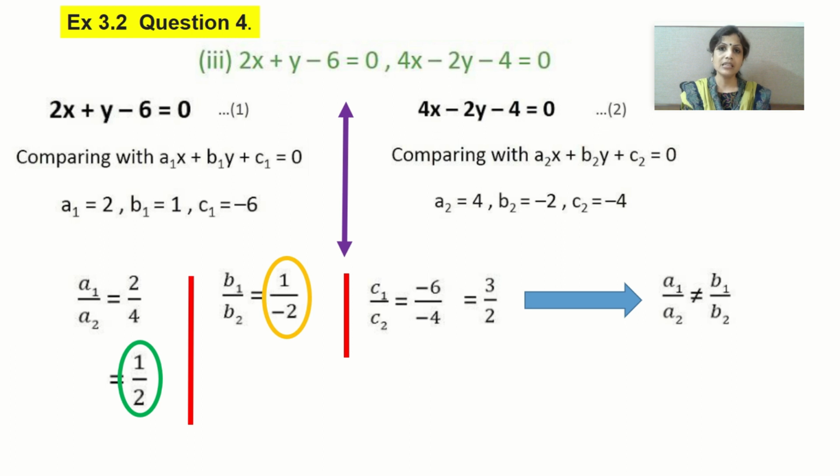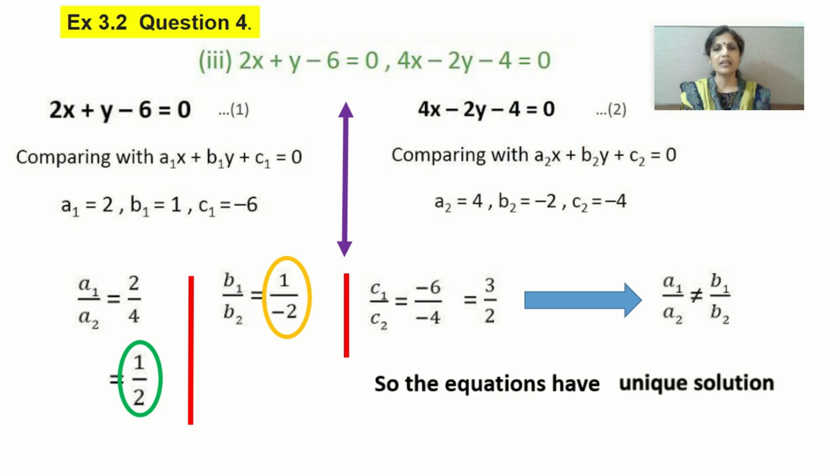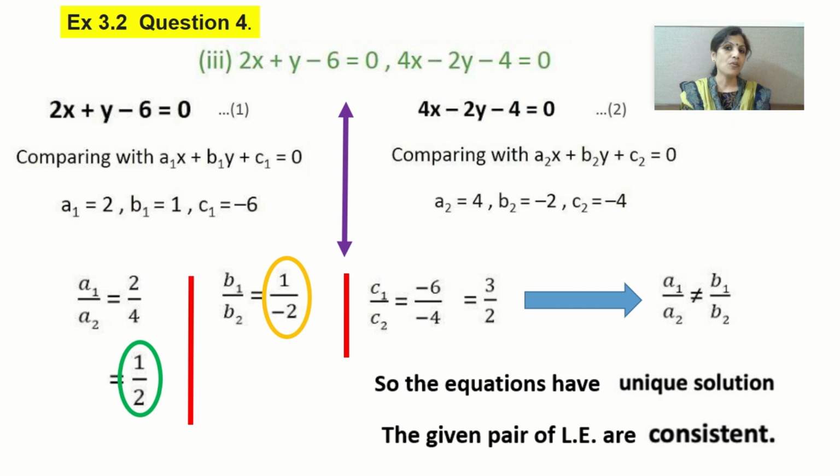What does this indicate? This indicates that the equations have a unique solution. That means one and only one solution. And therefore the equations are consistent. Can you guess, if the equations have a unique solution, what kind of graphs we will get for the equations? If you guessed two intersecting lines, you are absolutely correct. So let's check that.